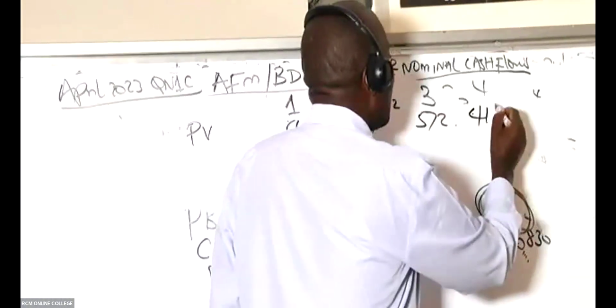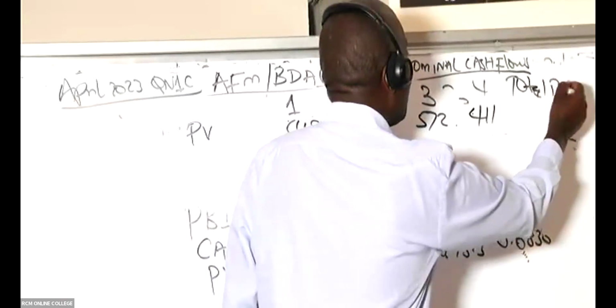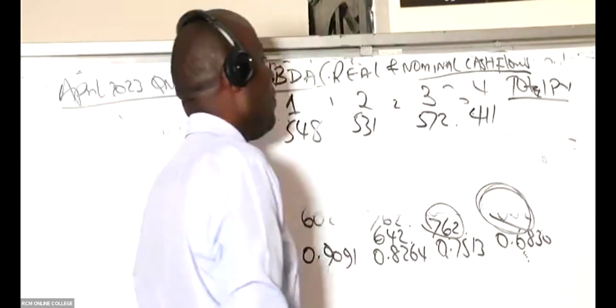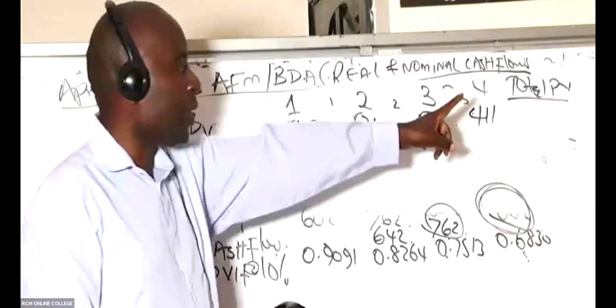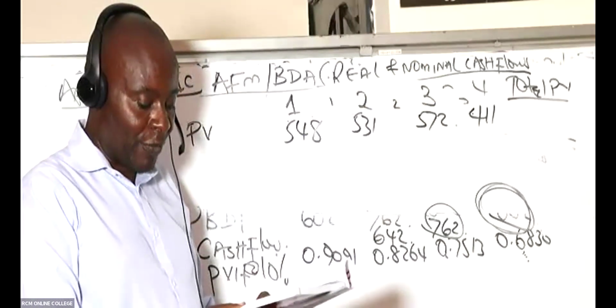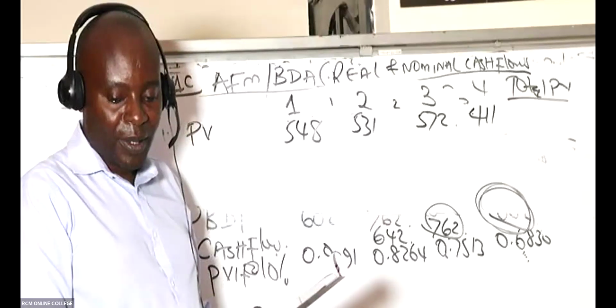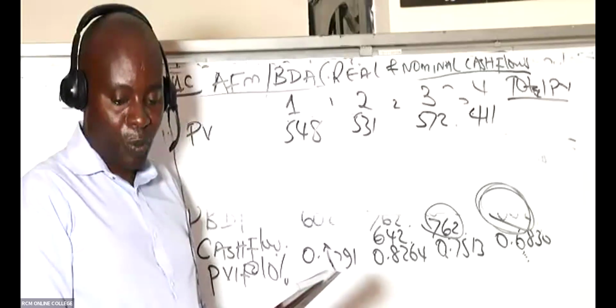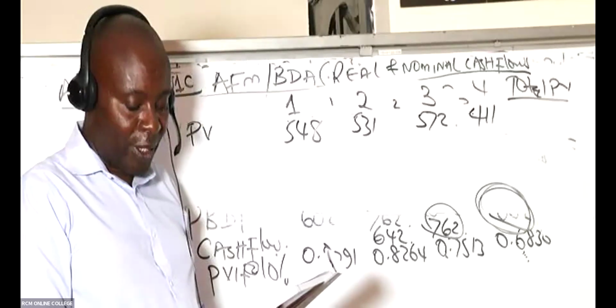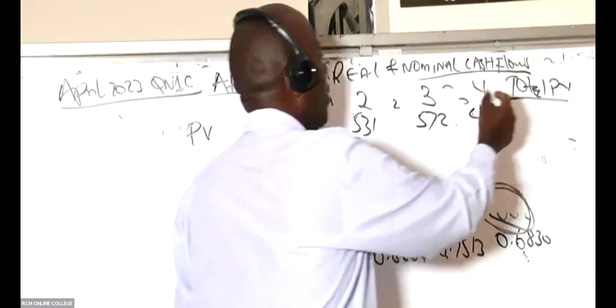So could you kindly go ahead and give me the total present value? You take this plus this plus this plus that. Total present value, what do we have there? 2062. I'm being given a figure of 2062.